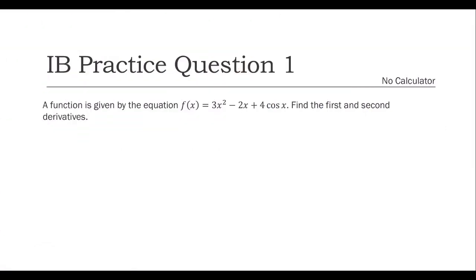So now we have our first IB practice question. It says a function is given by the equation f of x equals 3x squared minus 2x plus 4 cosine of x. Find the first and second derivatives.